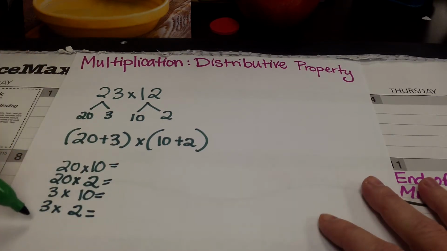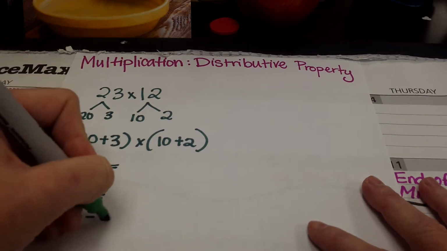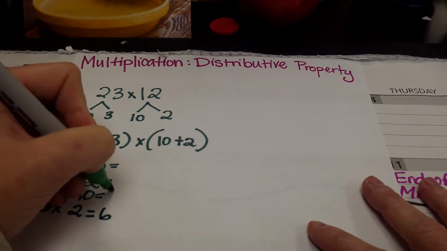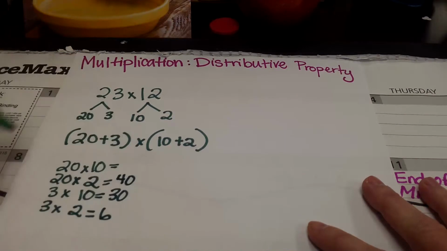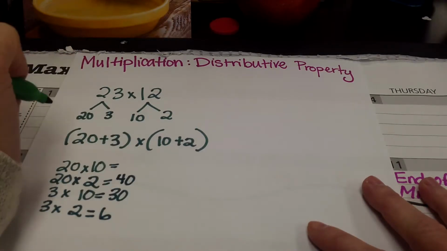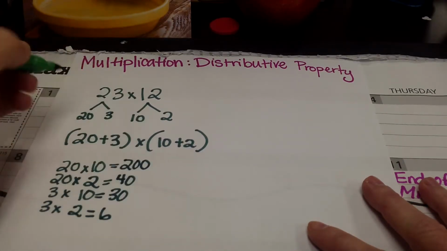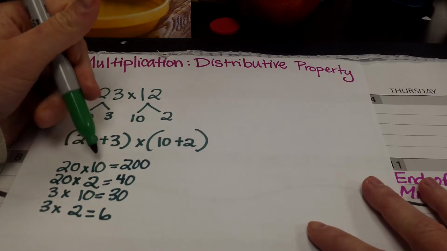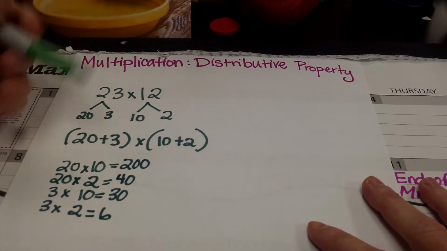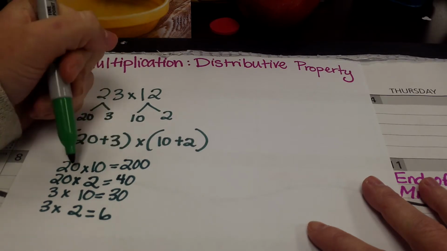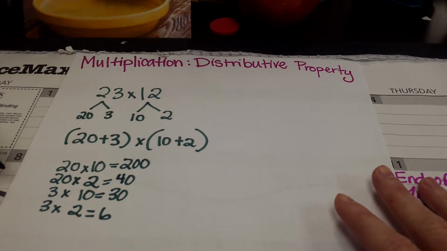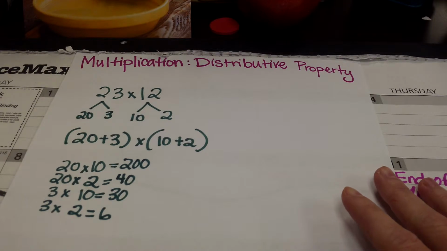I'm going to start at the bottom with our basic fact. 3 times 2 is 6. 3 times 10 is 30. 20 times 2 is 40. And 20 times 10 is 200. If you didn't know 20 times 10, you could have done your zeros trick, covered up both those zeros. 2 times 1 is 2, and then you need to add those 2 zeros. Same with 20 times 2, you could have done that.